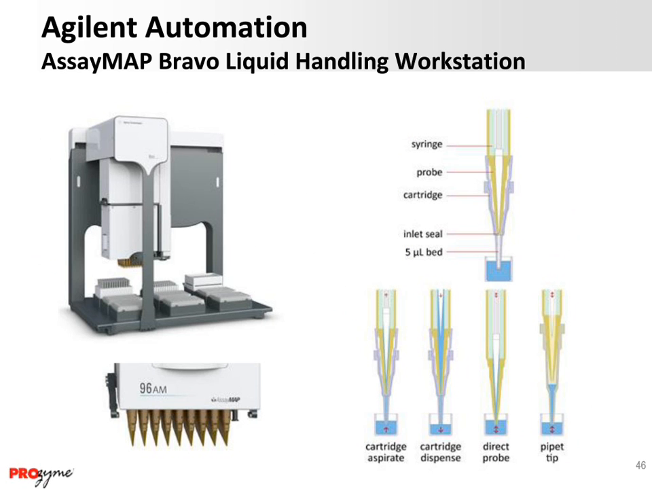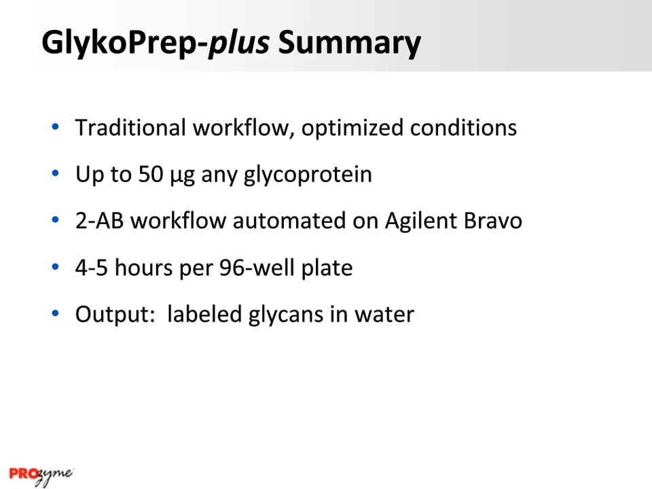So in summary, we've really taken a traditional workflow with traditional chemistry and optimized the conditions and streamlined it and speeded everything up. You can use up to 50 micrograms of any glycoprotein per preparation. Our current commercialized product is the 2AB workflow on the Agilent Bravo. It takes around 4 to 5 hours per plate, and the output is labeled N-glycans in water.